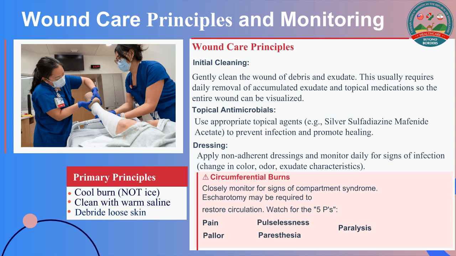Non-adherent dressings should be applied and checked every day for infection signs, including changes in color, odor, or the amount of exudate. For circumferential burns, we must closely watch for compartment syndrome and assess the 5 Ps: pain, pallor, pulselessness, paresthesia, and paralysis. If circulation is compromised, an escharotomy may be needed to restore blood flow.